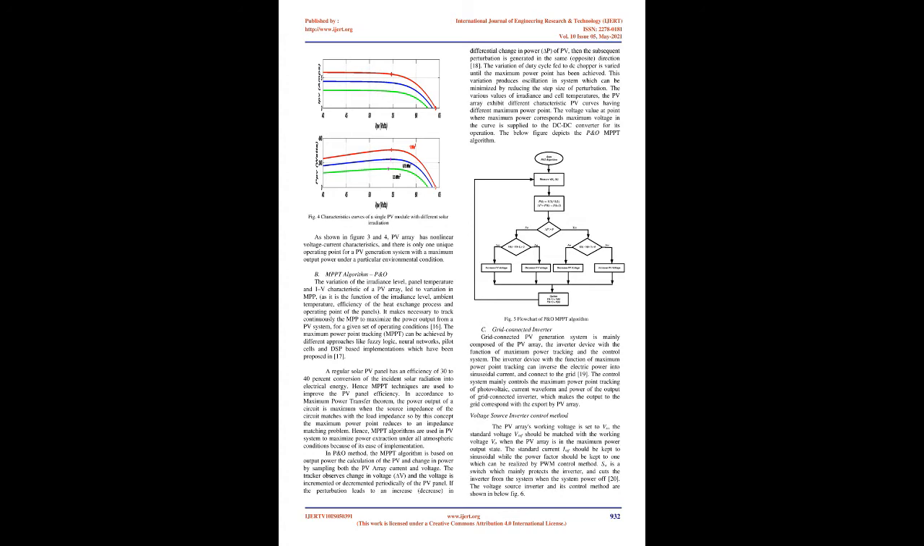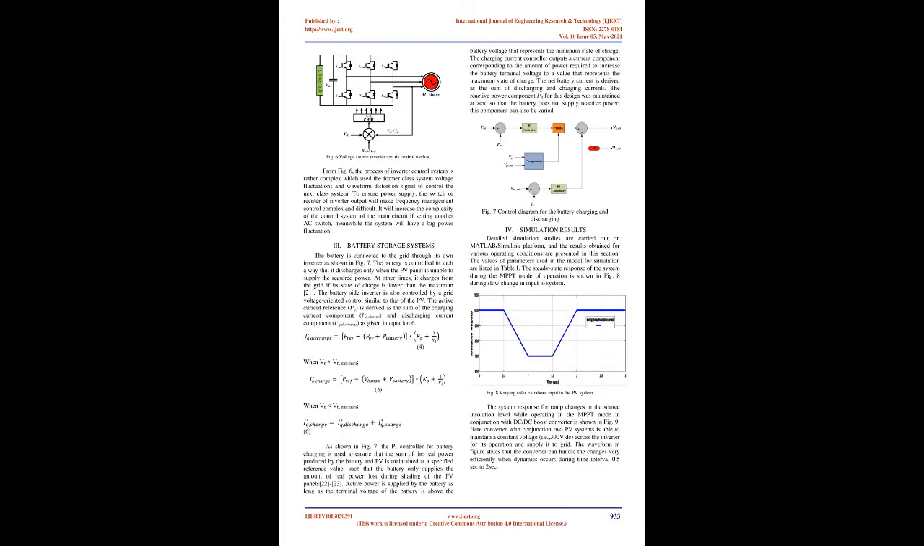of implementation. In the P&O method, the MPPT algorithm is based on the calculation of the PV output power and the change in power by sampling both the PV array current and voltage. The tracker observes the change in voltage, V, and the voltage of the PV panel is incremented or decremented periodically. If the perturbation leads to an increase (decrease) in the differential change in power, P, of the PV, then the subsequent perturbation is generated in the same (opposite) direction.